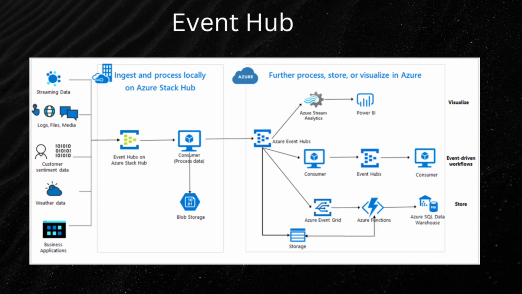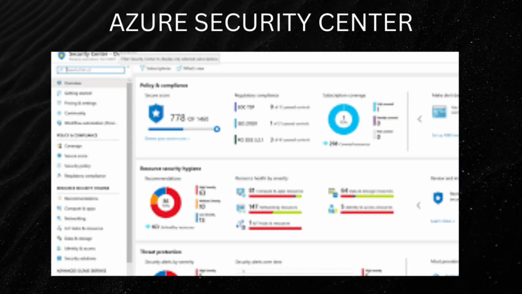So Event Hubs is a real-time data ingestion service that is simple, trusted, and scalable. Stream millions of events per second from any source to build dynamic data pipelines and immediately respond to business challenges. Then the next option, Azure Security Center. It is incorrect as Azure Security Center is a monitoring service that provides threat protection across all of your services, both in Azure and on premises.